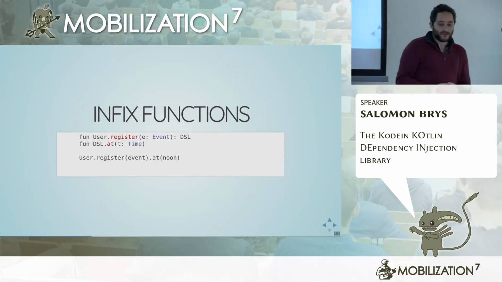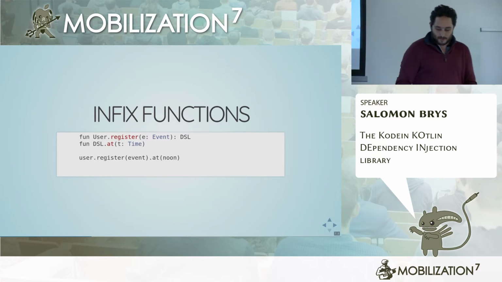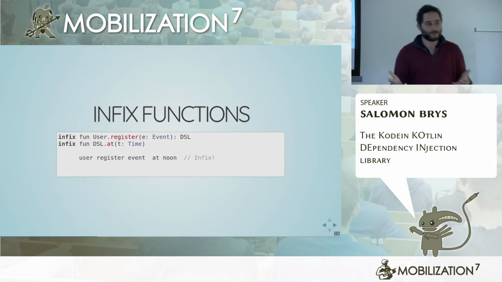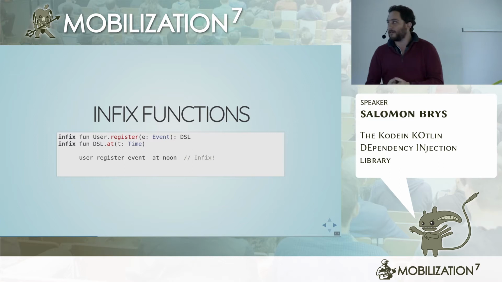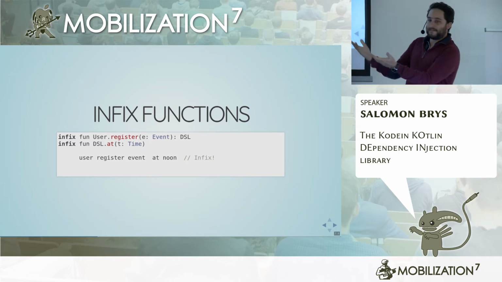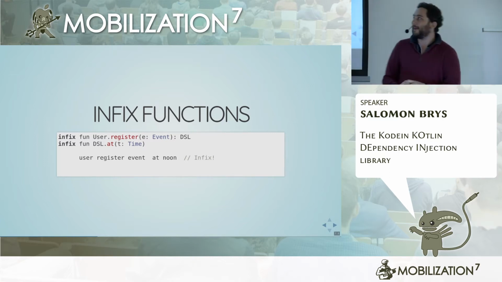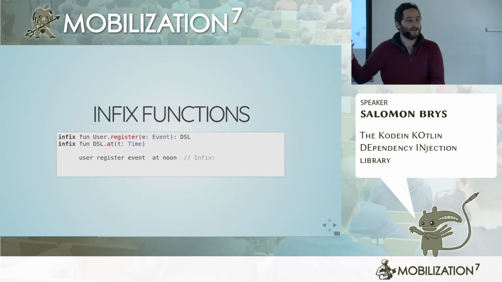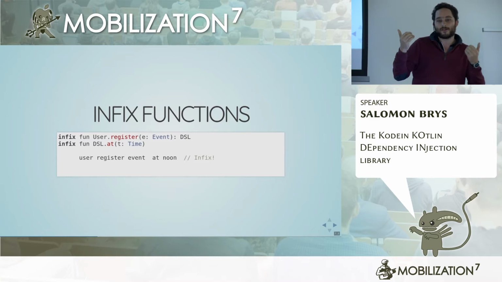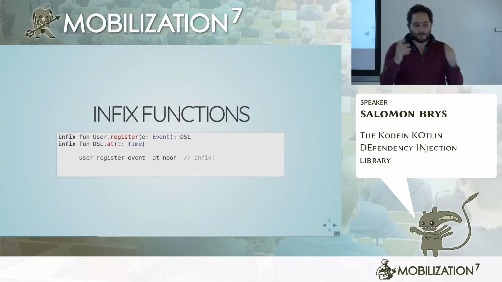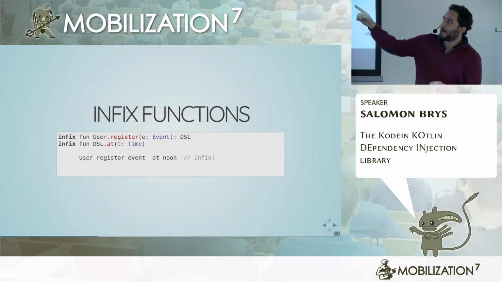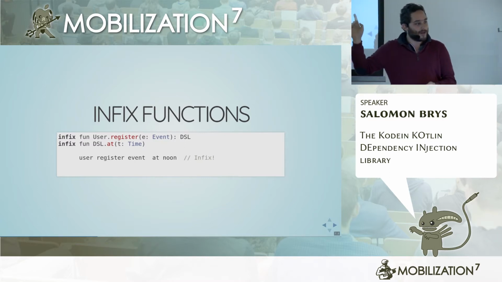Well, that's readable, but Kotlin can do better. Kotlin can do infix functions and remove the unnecessary dots and parentheses. And now I can read this as a sentence and say user register event at noon, and I understand it. I don't have to understand per se by reading which are the objects, which are the parameters, and which are the methods.